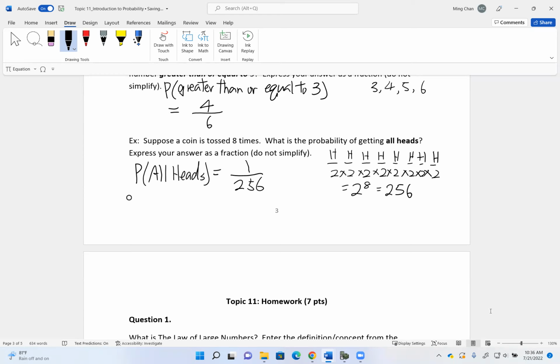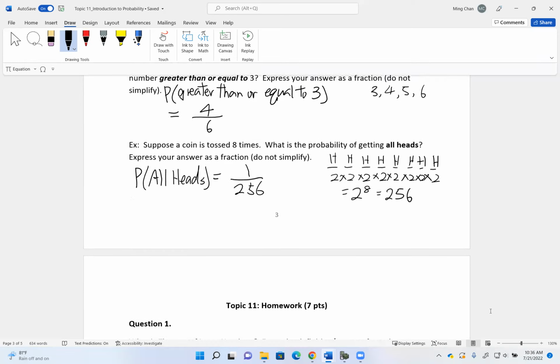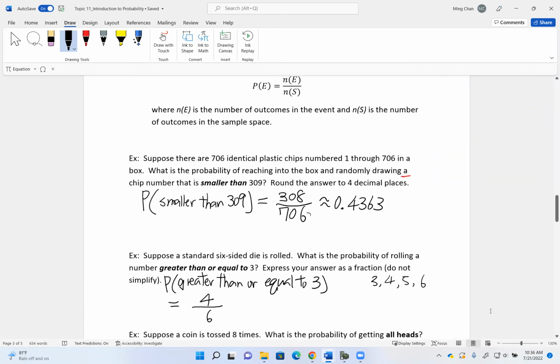This kind of gets you to think about probability in a different sense. It's not so much a 50-50 chance, things like that. Think about how many ways you can win, divided by the total number of outcomes.